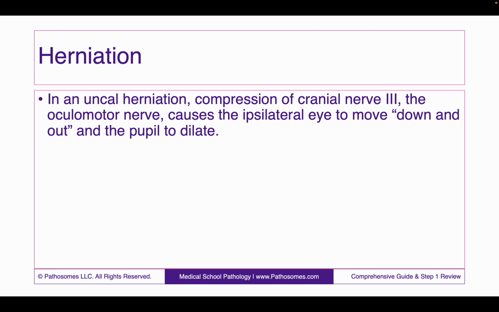And you're specifically going to be asked about an uncal herniation because it's easy to tie in with neuroanatomy because there's this compression of cranial nerve 3, the oculomotor nerve, that causes the ipsilateral eye to move down and out and the pupil to dilate when an uncal herniation is present, right? And speaking of cranial nerves, you know the 12 cranial nerves. Tell me them real quickly.